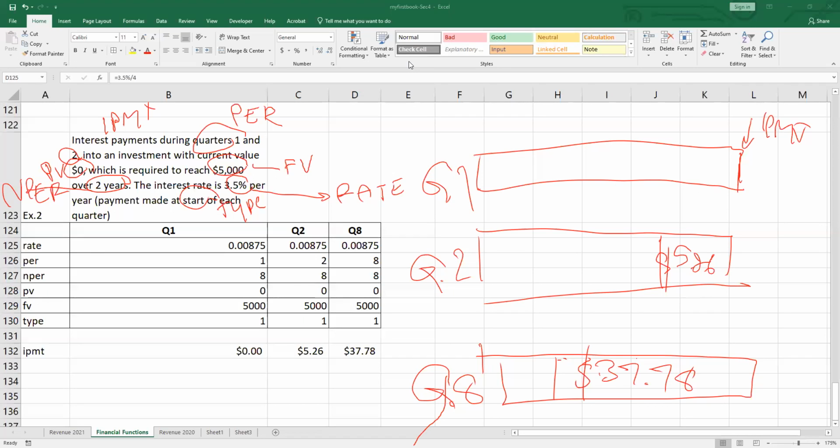The interest is not per quarter, because each quarter we get a different amount of payment as interest. Then you have to specify that, okay, 5.26 is the interest of quarter two, something like that. Okay.